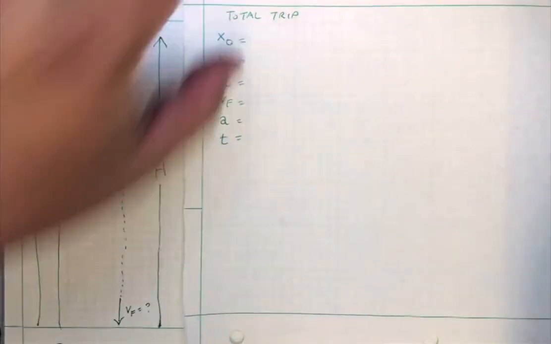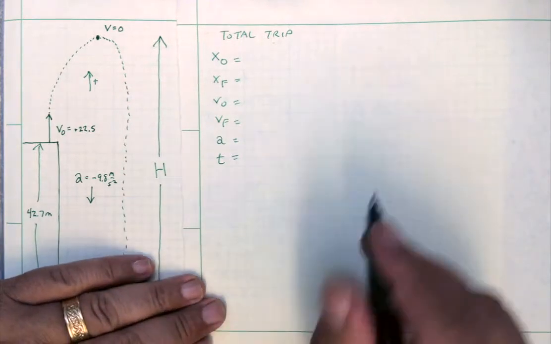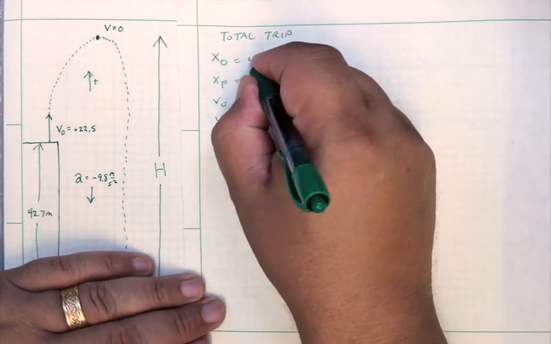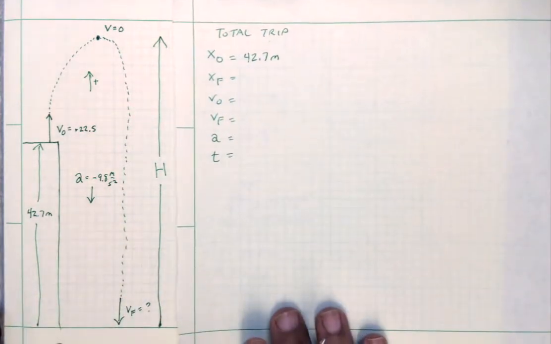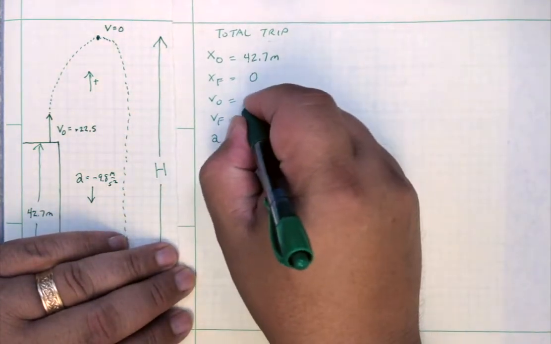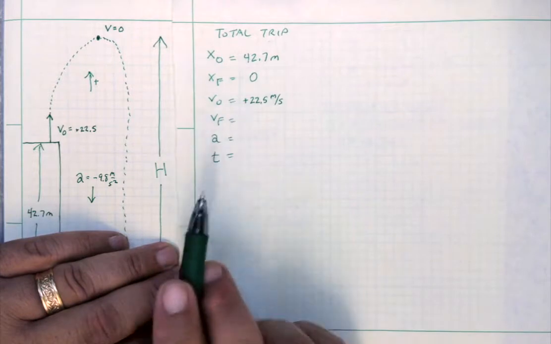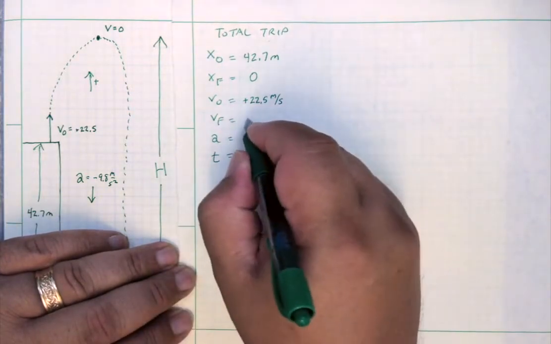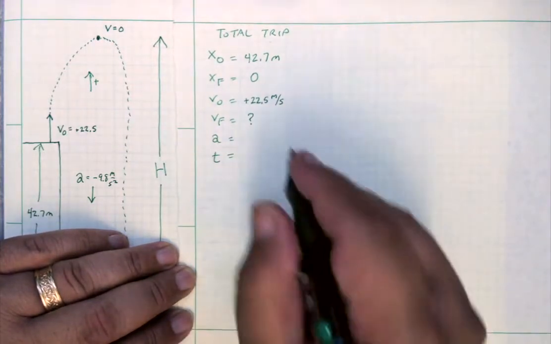Well, now we create another data table. This time, a data table for the total trip from here to here. And so in this instance, the initial position is 42.7 meters. The final position is the ground, which is going to be 0. The initial velocity is going to be 22.5 meters per second. Once again, I have the plus sign to signify that it's upward. The final velocity, we do not know. In fact, it's what we are being asked to find.